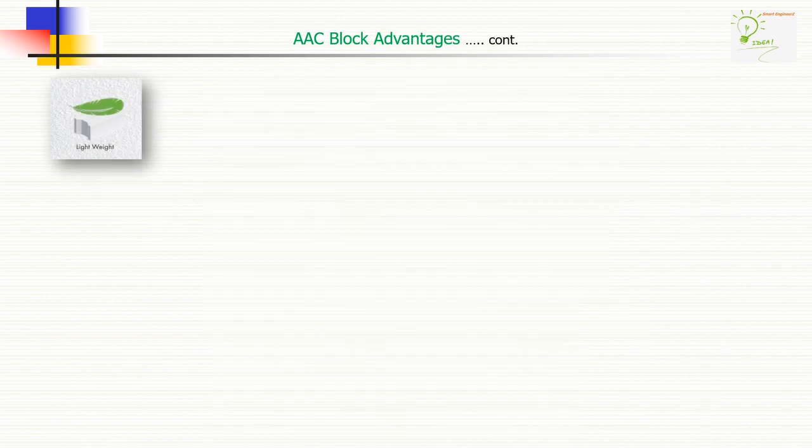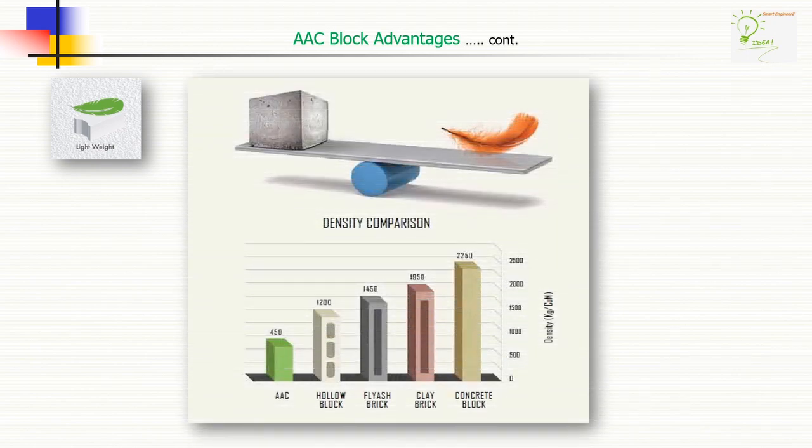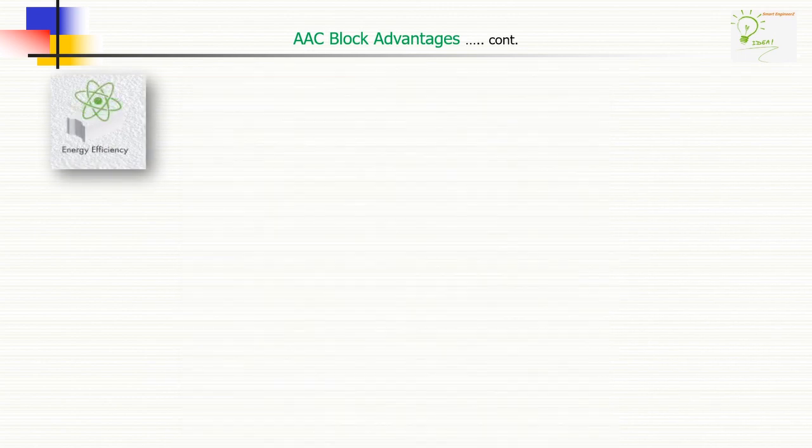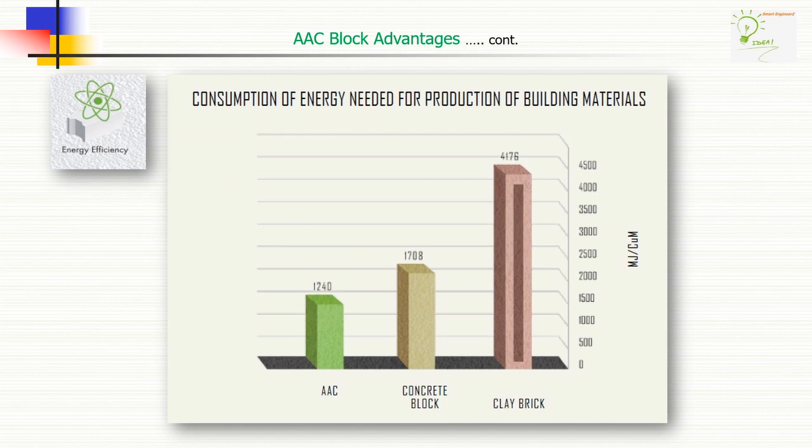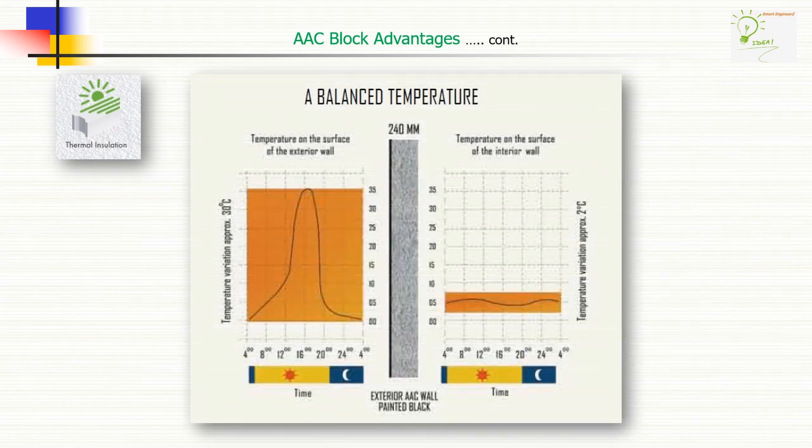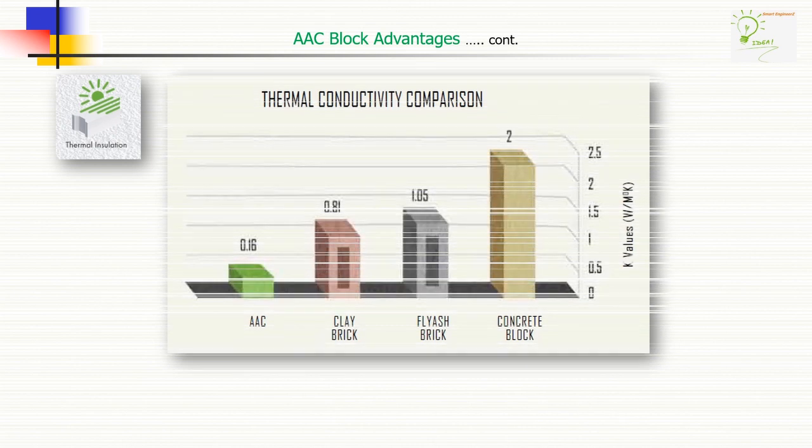Now let's see the AAC block advantages with other masonry materials. Here it is the density comparison. Consumption of energy needed for production of building materials. Thermal insulation property of AAC block. Here it is thermal conductivity comparison.